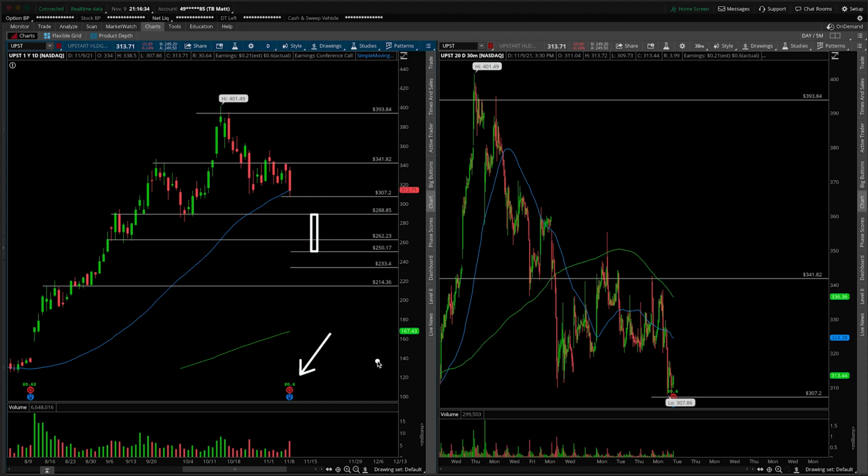You have the framework in place. We'll ultimately have to see at the bell tomorrow if it's a gap and go or a gap and trap.